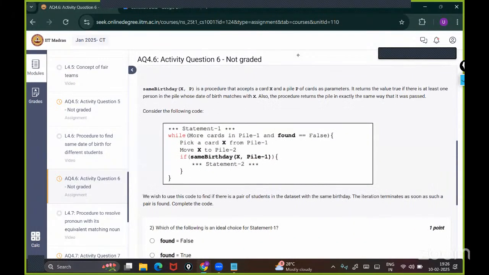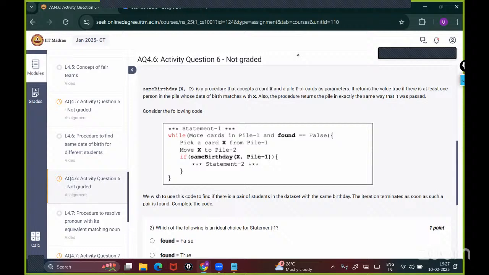Yeah, here is the next question. Same birthday. X comma Y is a procedure. Okay, we are taking the card X. It returns the value true if there is at least one person in the file whose date of birth matches with the other person. So also the procedure returns the file in exactly the same way that it is passed. Okay, what has to be statement 1 and what has to be statement 2? That's the question.